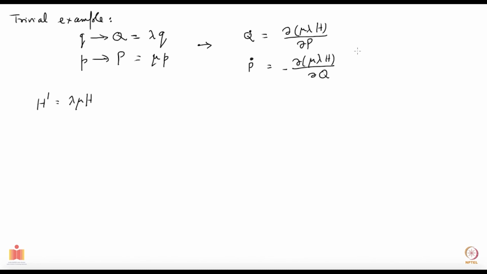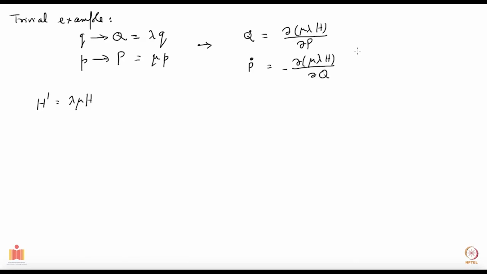Now we want to find a wider class of transformations that will give you the equations of motion in the Hamiltonian canonical form. If that is the case, then we can say that I can derive the equations of motion from the variational principle, from Hamilton's variational principle.